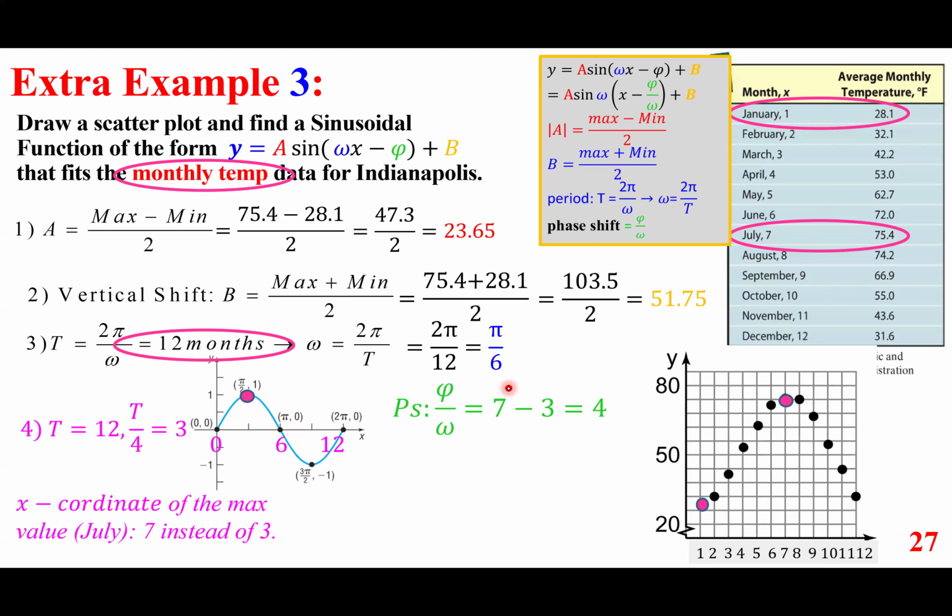We are ready to plug in all the values. So the function is a sine of omega, parentheses x minus 5 over omega, plus b, and we just plug in everything that we have. Let's start with a, 23.65. Then omega, remember, omega is pi over 6. So we're going to replace this with pi over 6. And then x, we're looking at this one. X minus 5 over omega, x minus 4. And then plus 51.75.